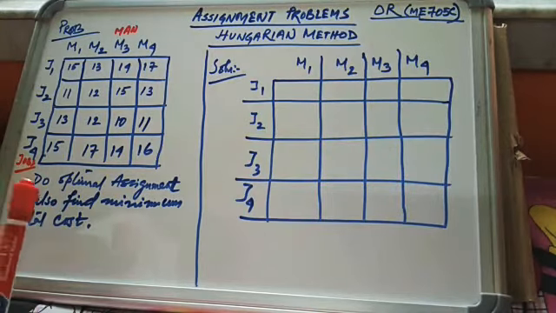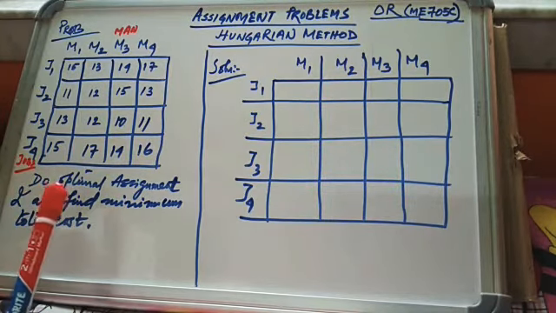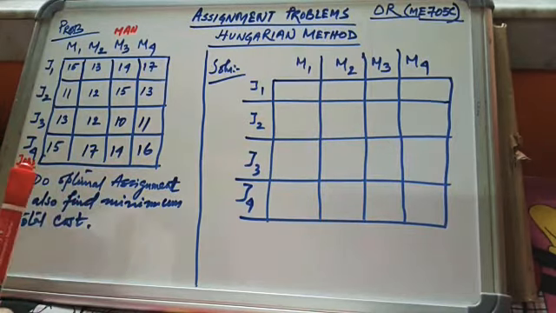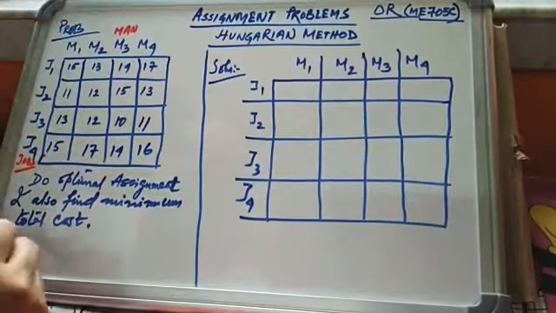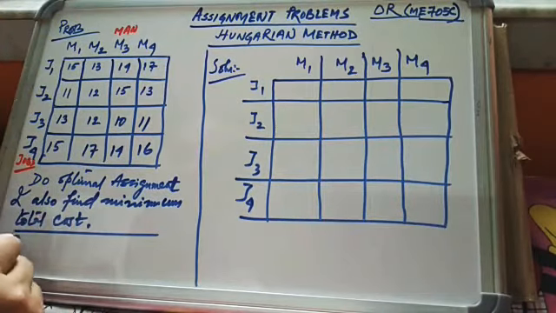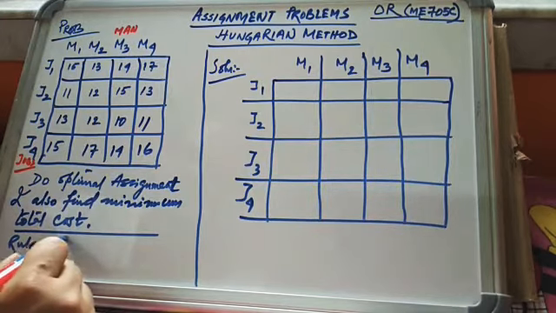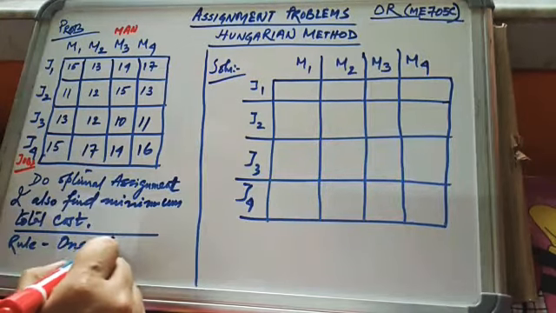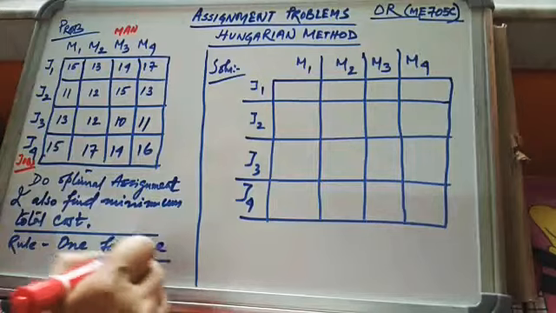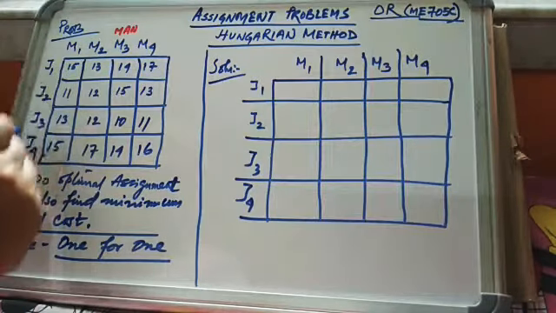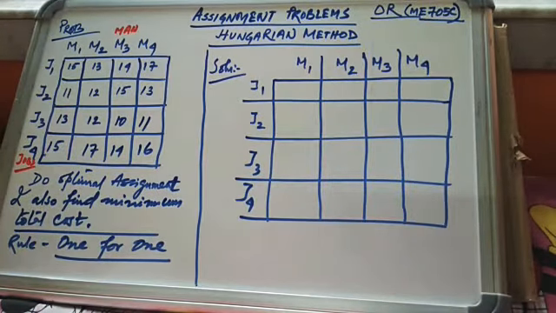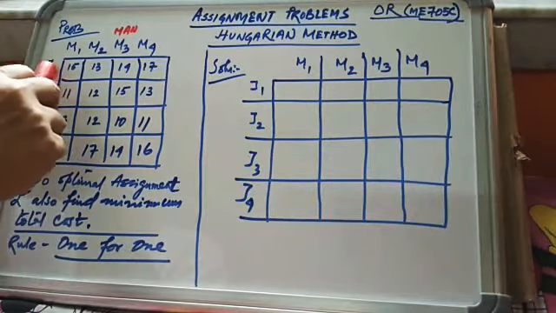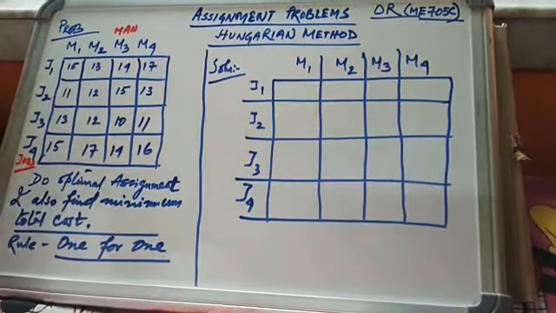In order to do that, we have to follow one rule. The rule is 1 for 1, which means only one job has to be assigned to one person only. This is the golden rule of solving assignment problems. 1 for 1. That means only one job has to be assigned to one person only.